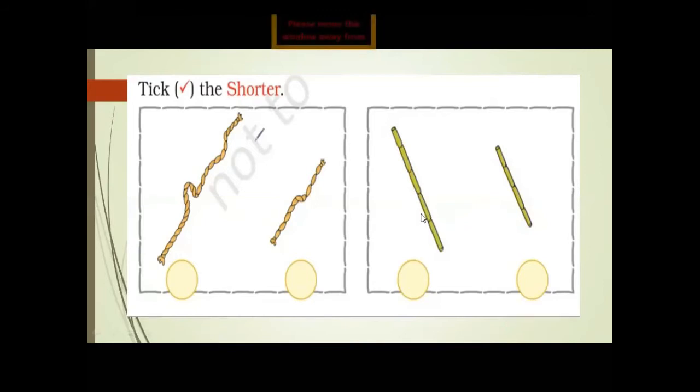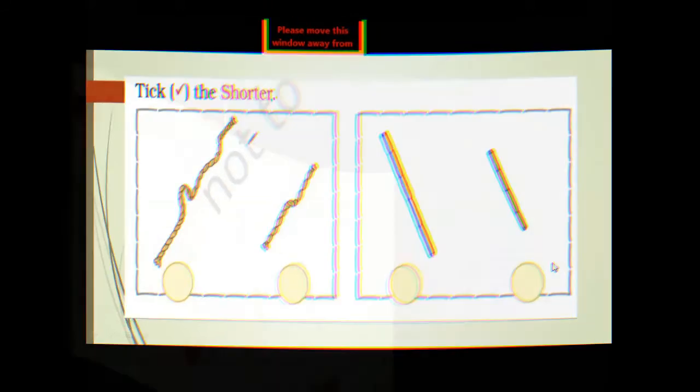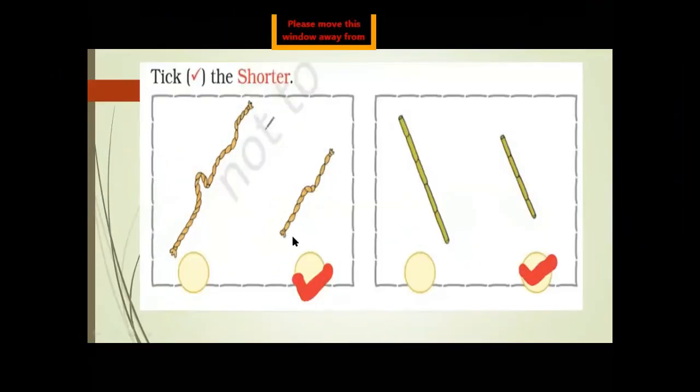No, this one is longer. So we have to tick mark on this one because it is small and it is called the shorter one. Okay, this is the correct answer. This rock is shorter as compared to this one, and this stick is shorter as compared to this one.